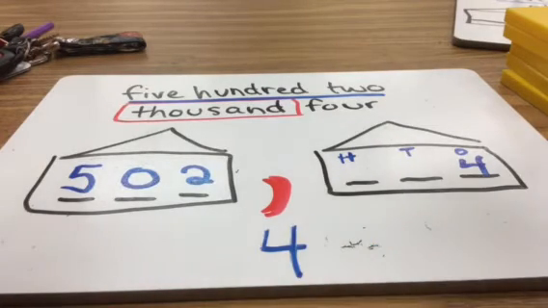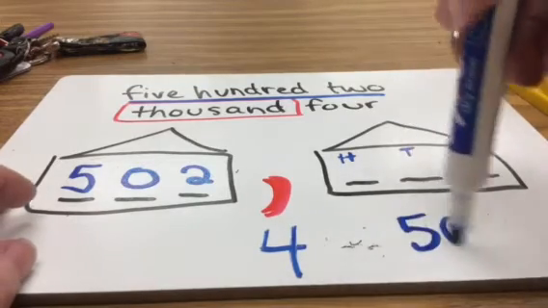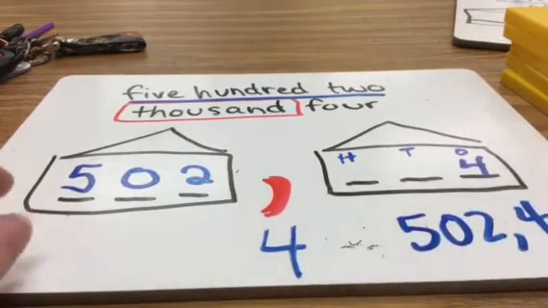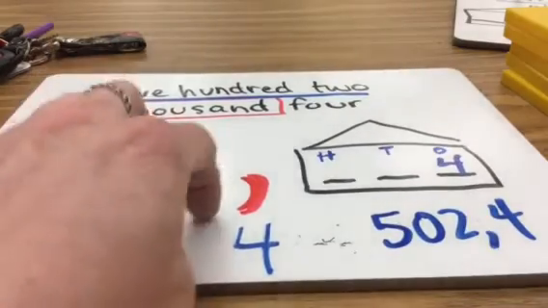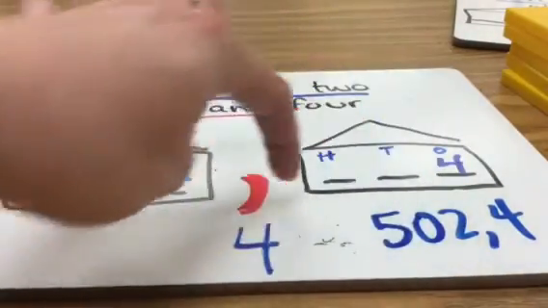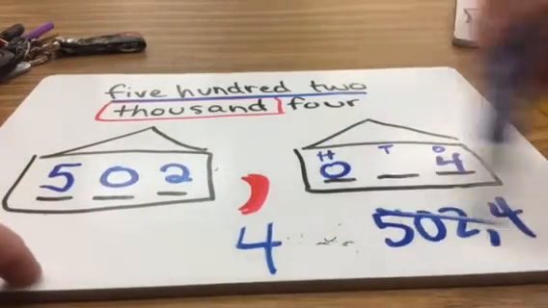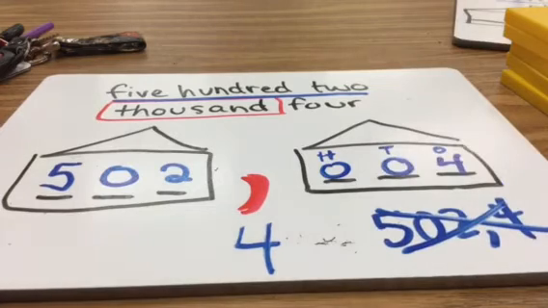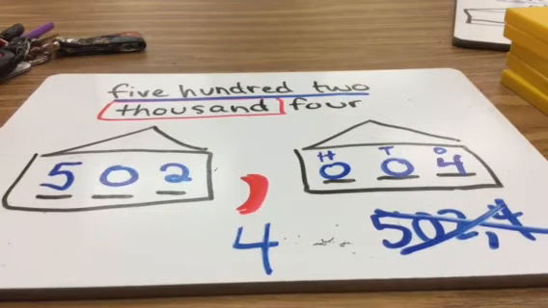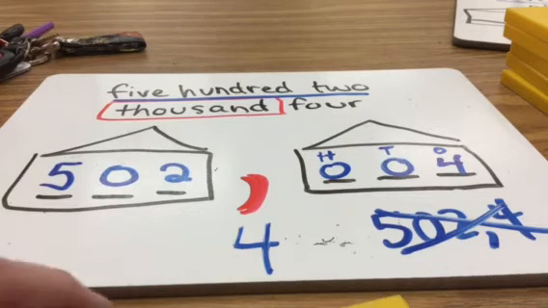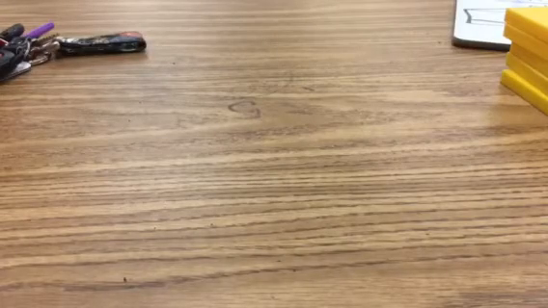because otherwise you're going to put it together and it's going to be 502, comma 4. And we know that the comma only comes in between three numbers, 1, 2, 3, comma, 1, 2, 3, comma. So I need to put zeros to hold the place so that it doesn't squish together. Because in the number 4, I don't have any hundreds and I don't have any tens. So I put zeros there to hold that place. Okay? All right.